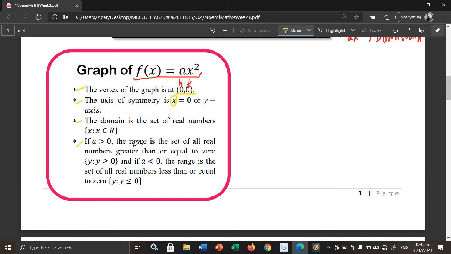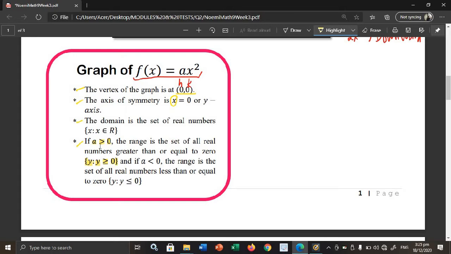At yung condition na yon ay magbe-base din dun sa value ng ating coefficient dun sa quadratic term, which is yung a. So sabi, kapag daw si a is greater than 0, meaning kapag si a ay positive, ang range mo ay ito. Highlight natin. Kapag si a ay positive or kapag si a is greater than 0, the range is the set of all real numbers such that it is greater than or equal to 0.